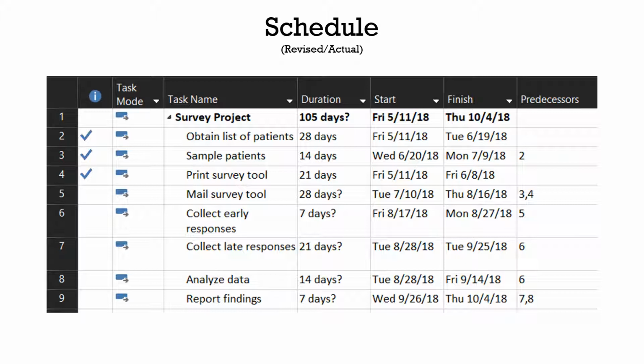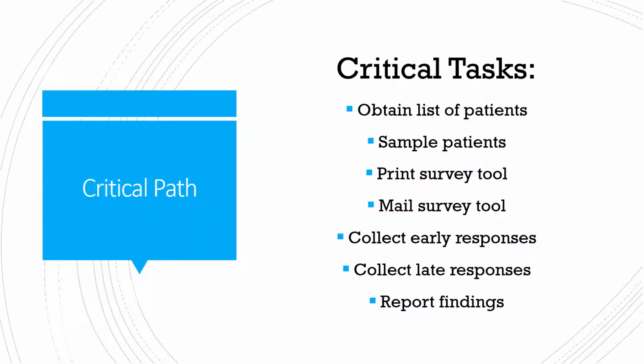Also, the question marks have disappeared from the duration numbers because they're technically now completed. So to calculate the critical path, Microsoft Project has a built-in function that makes this a simplified process rather than trying to manually determine what the critical path is.